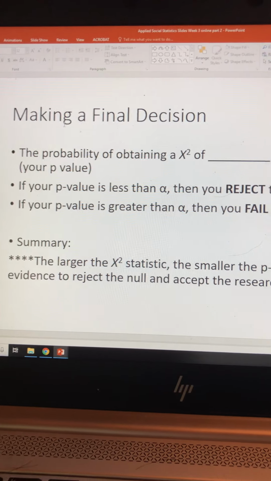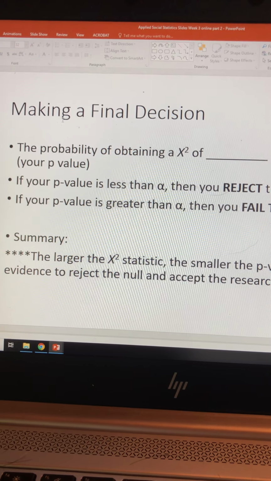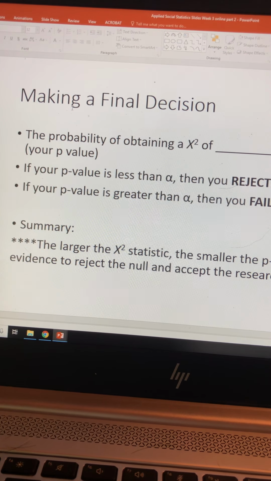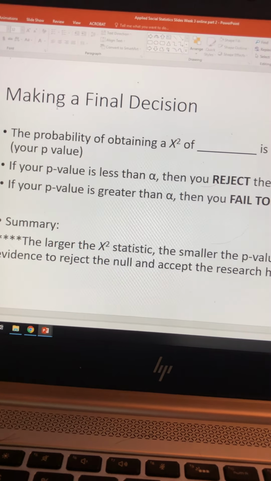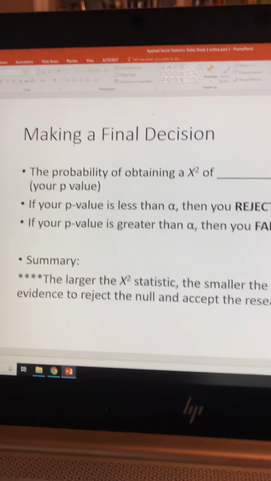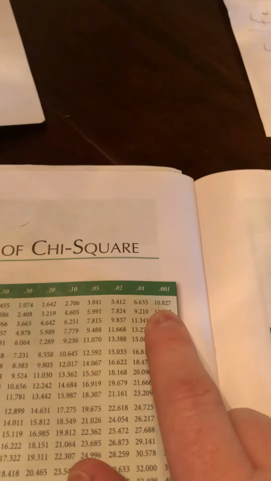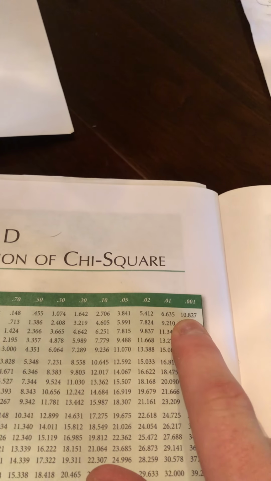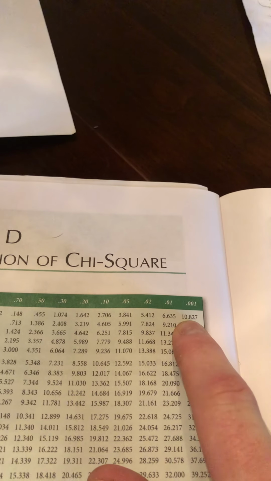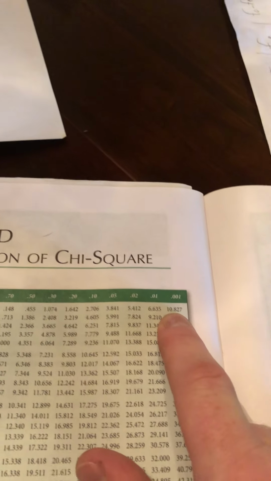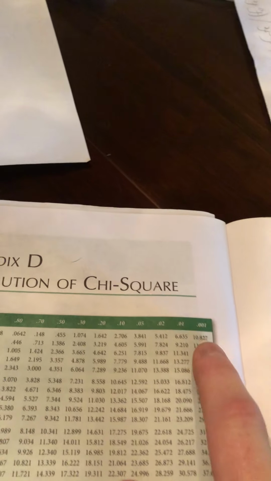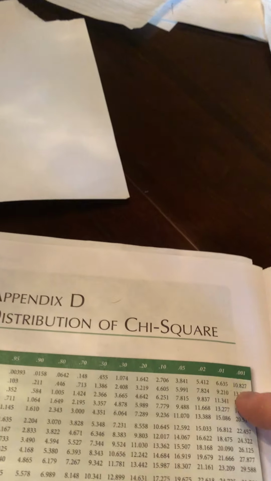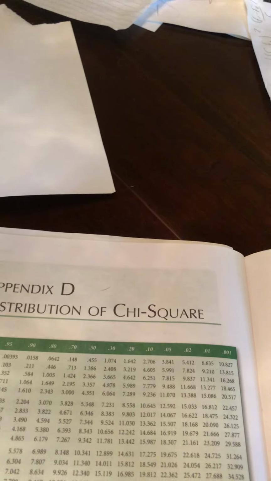So again, if your p-value is less than alpha, then you reject the null. If your p-value is greater than alpha, then you fail to reject the null. I'm saying the exact same thing just in a different way. Before, you could compare the actual chi-squared critical value to the test statistic. The test statistic is 58, remember? So in terms of assessing our test statistic against this critical value, we're above it, right? So we would reject the null.